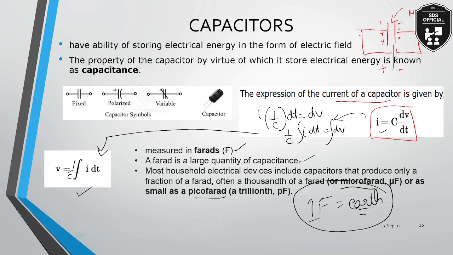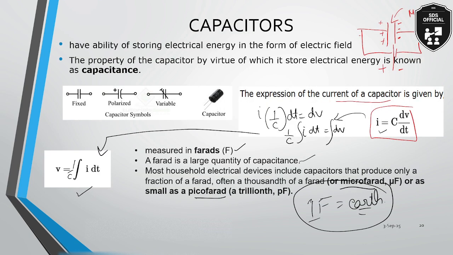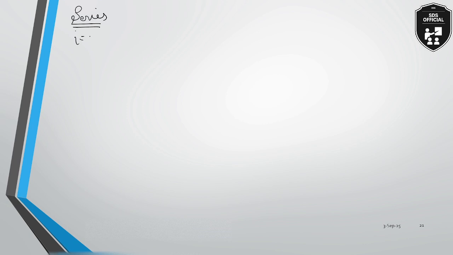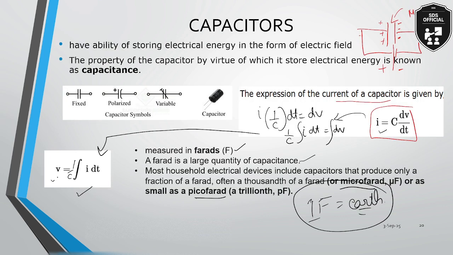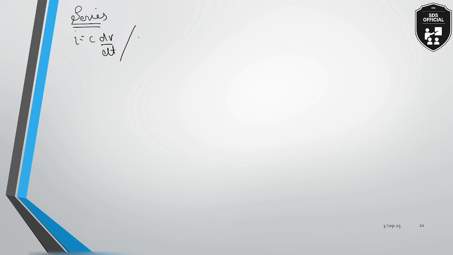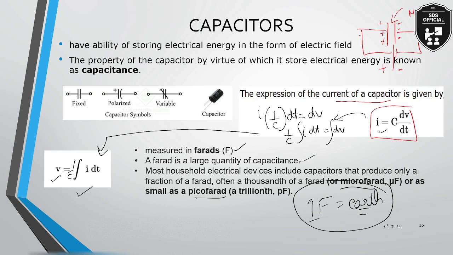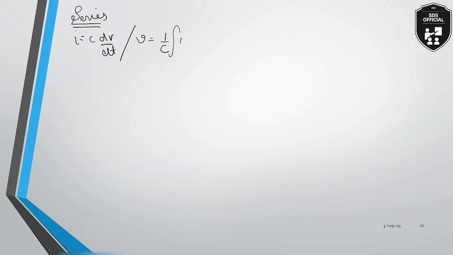Any doubt in that? Okay, now let us start with series and parallel combination of these capacitors. Now you have two formulas. Which are these formulas? I is equal to C dV by dt, and from this formula we have also derived the expression for voltage: V is equal to 1 by C integral of I dt. Just remember these formulas.